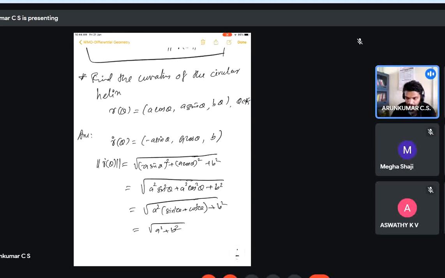Right. So if a and b are non-zero, this is strictly greater than 0.